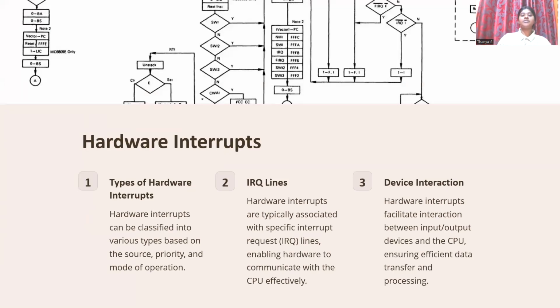Next is hardware interrupts. Hardware interrupts can be classified into various types based on the source, priority, and mode of operation. Hardware interrupts are typically associated with specific interrupt request lines called IRQ lines, enabling hardware to communicate with the CPU effectively. The next one is device interaction. Hardware interrupts facilitate interaction between input output devices and the CPU, ensuring efficient data transfer and processing.